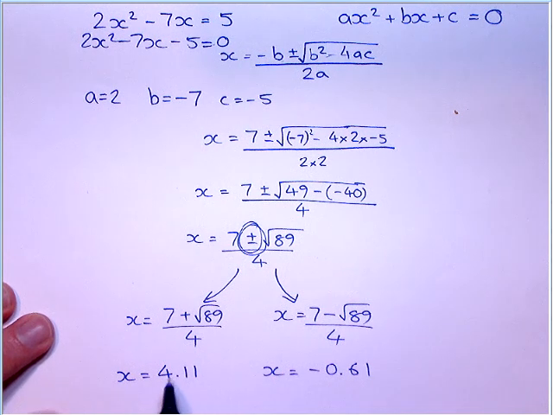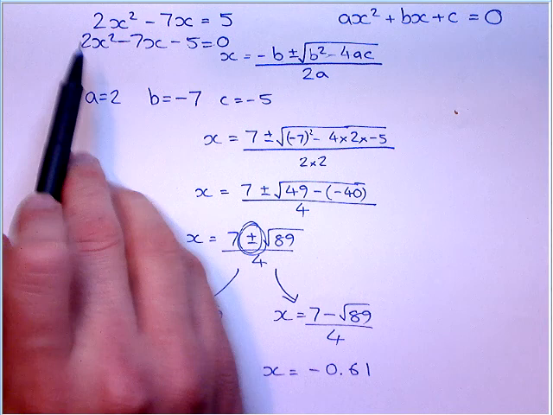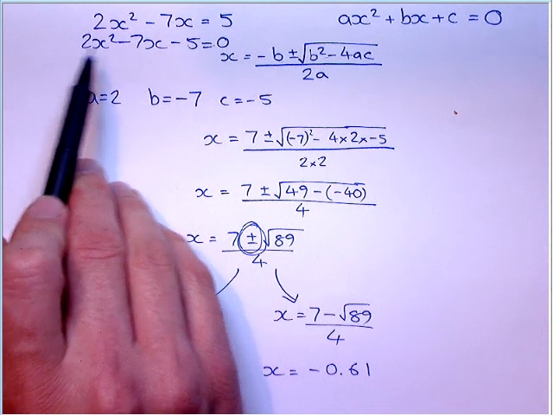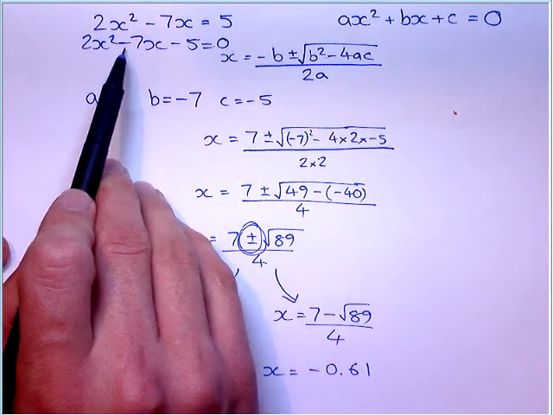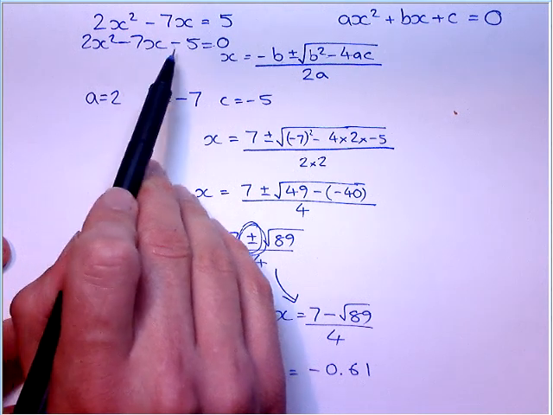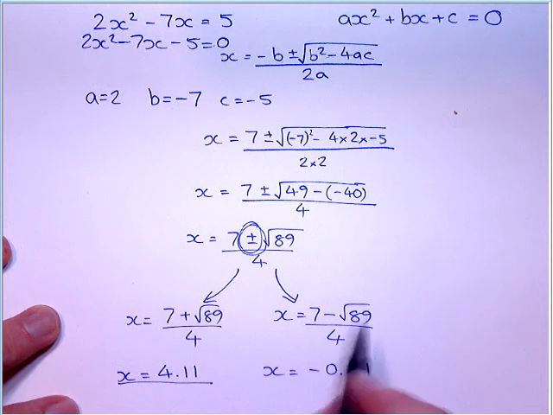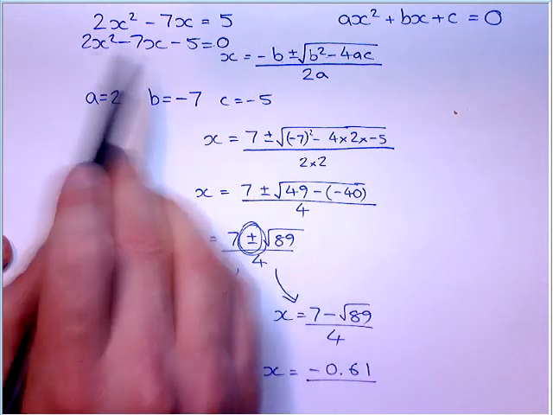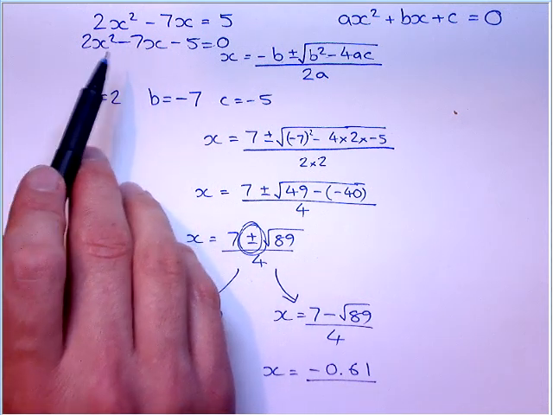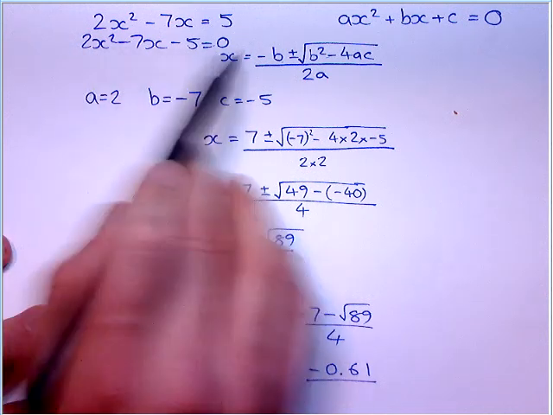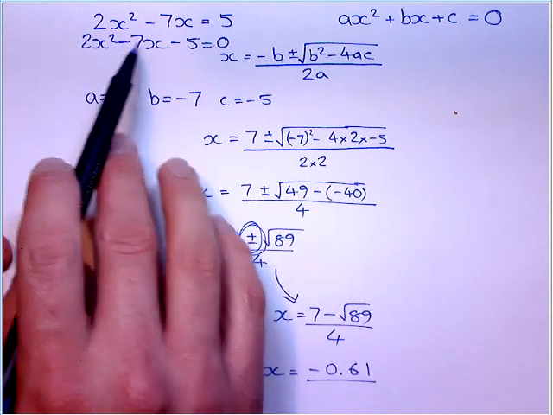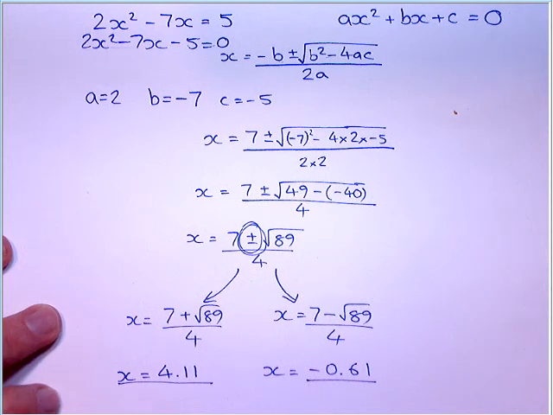Now you can, which is always a good habit to do, check whether this works. So if you take 4.11 and you substitute it back in here, but be careful, it's 2 lots of 4.11 squared, take away 7 lots of 4.11, take away 5, that will equal 0. And you can do the same with this number. It will equal 0, but make sure you are good at using your calculator, because a lot of you are not, and you will mess that bit up. But there you go. That is the quadratic formula.